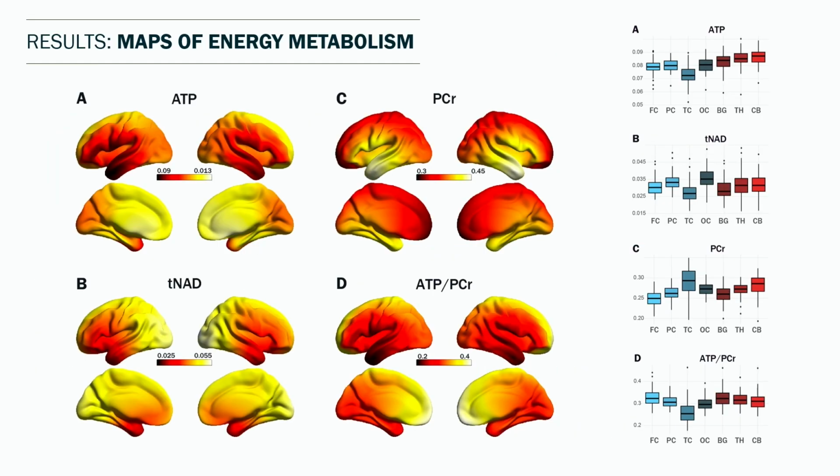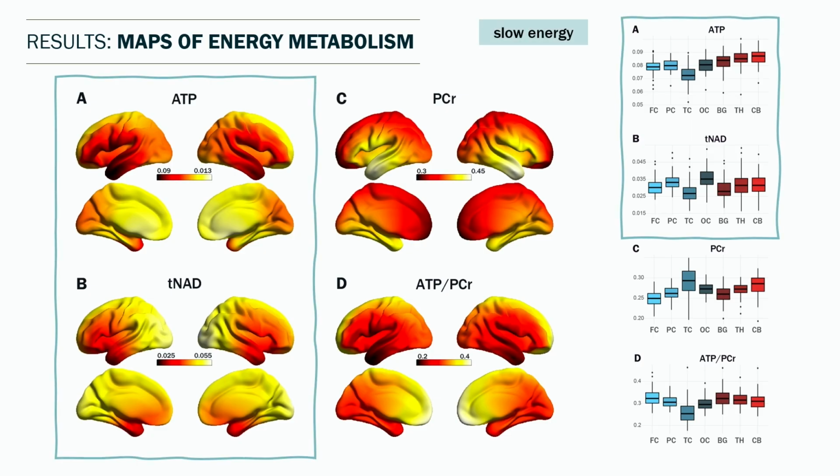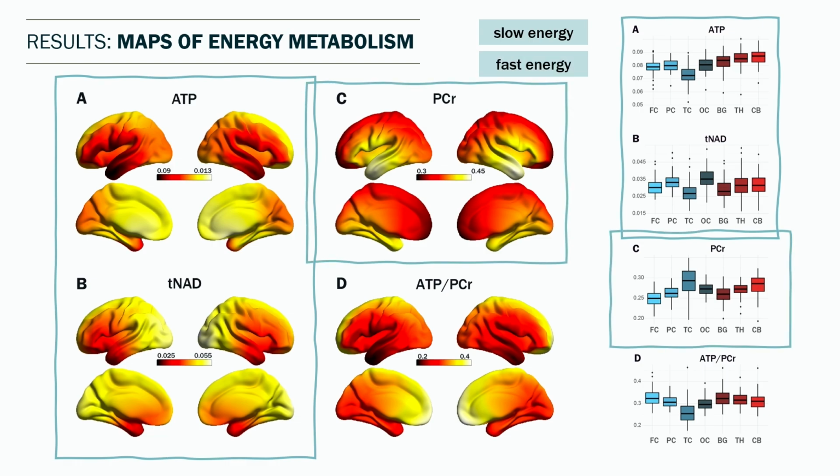So you can see here, these are maps of metabolite distribution, which again look nicer than the resolution before, but don't be fooled. What I would like you to take away from this slide in particular is that slow energy, so ATP and NAD, are quite similar with each other, as you can see. They are lower in the temporal cortex, higher in the subcortical regions, like the basal ganglia, the thalamus, and the cerebellum.